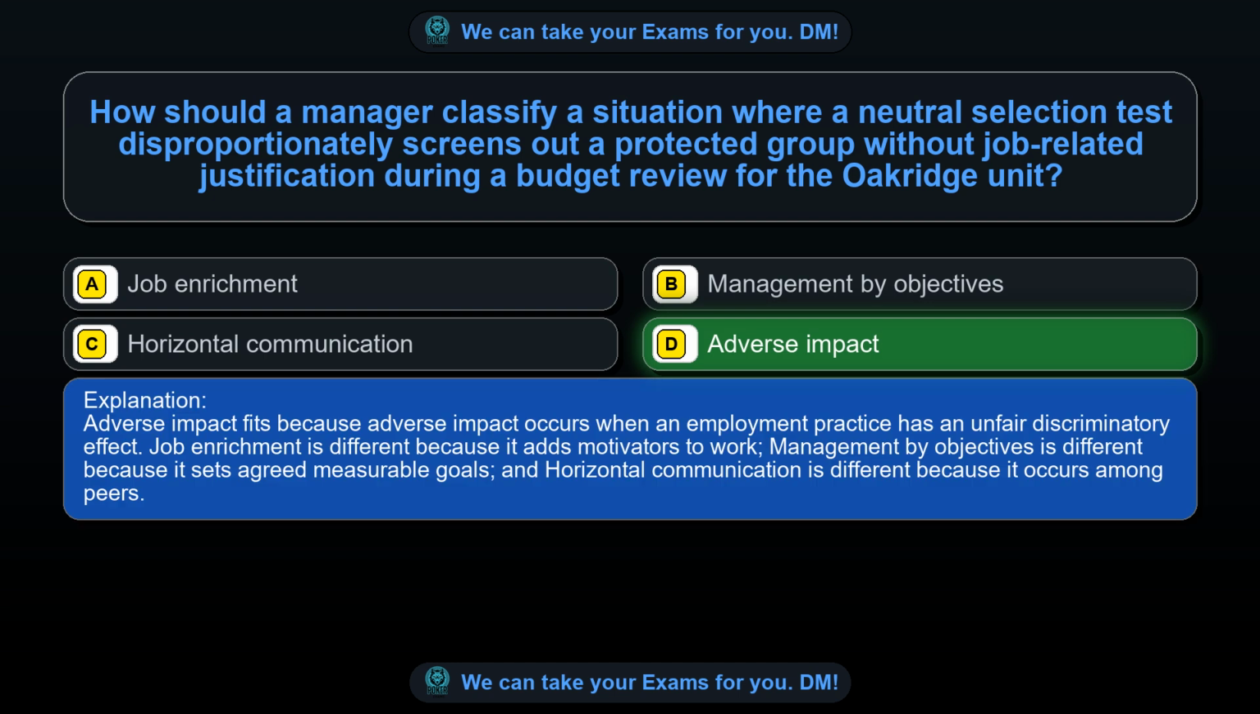Adverse impact fits because adverse impact occurs when an employment practice has an unfair discriminatory effect. Job enrichment is different because it adds motivators to work, management by objectives is different because it sets agreed measurable goals, and horizontal communication is different because it occurs among peers.